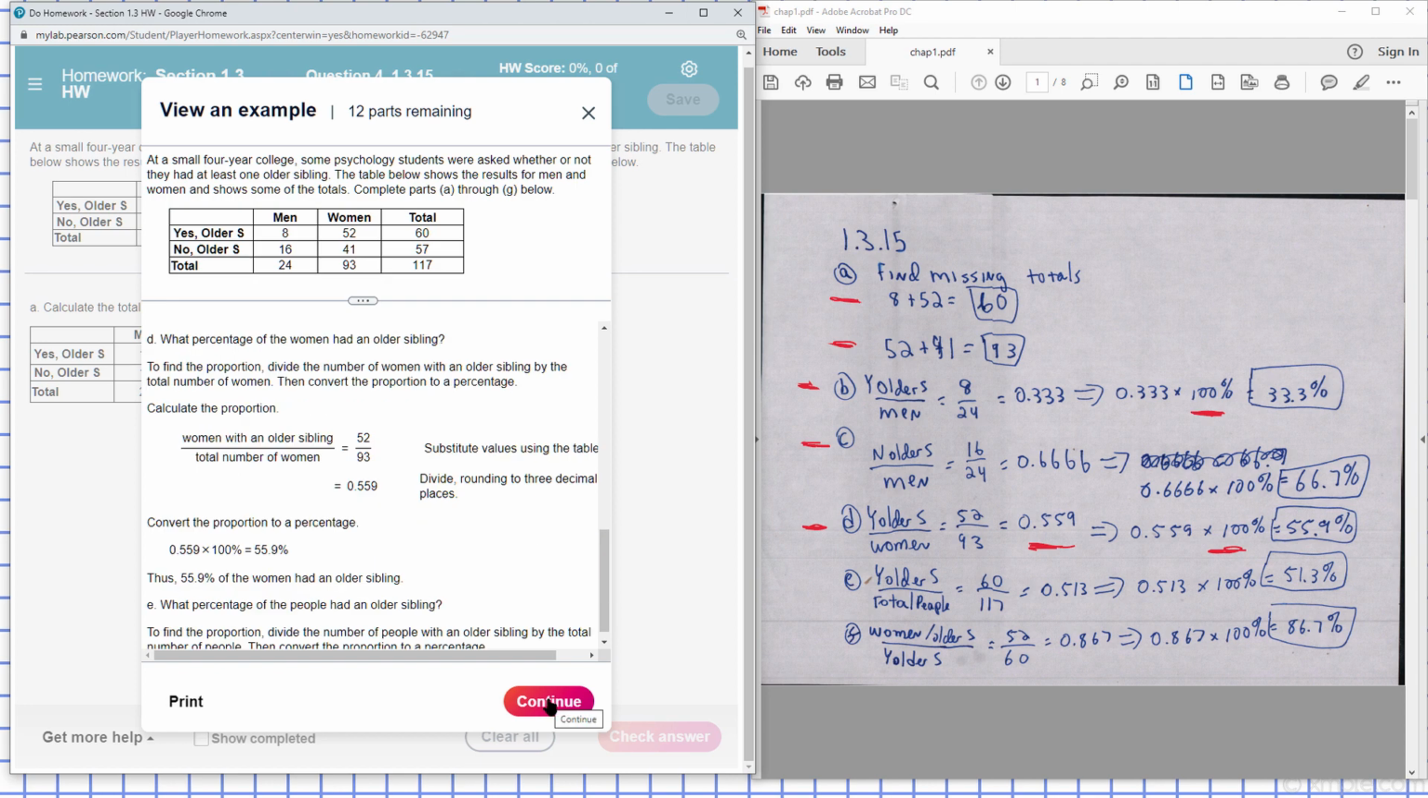What percentage of the people, so of the total people here, the total people is 117, had an older sibling, that is 60 there. So we're going to have 60 divided by 117, which gives me 0.513, and to convert that to a percent, we multiply it by 100%, which gives me 51.3%.